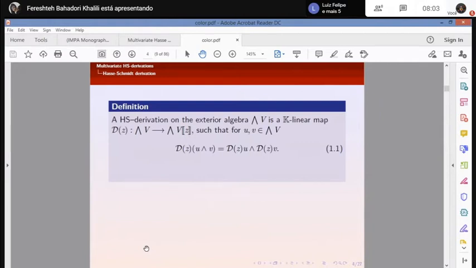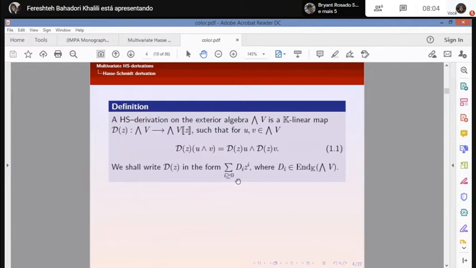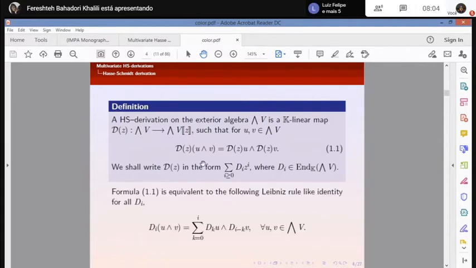Now the Hasse-Schmidt derivation on the exterior algebra is just an algebra homomorphism like this, which can be represented by a formal power series whose coefficients are in the morphisms of the exterior algebra. The name derivation comes from the fact that this equality is equivalent to something like a Leibniz rule identity, which is, if we expand this identity, what we get for each i is this.